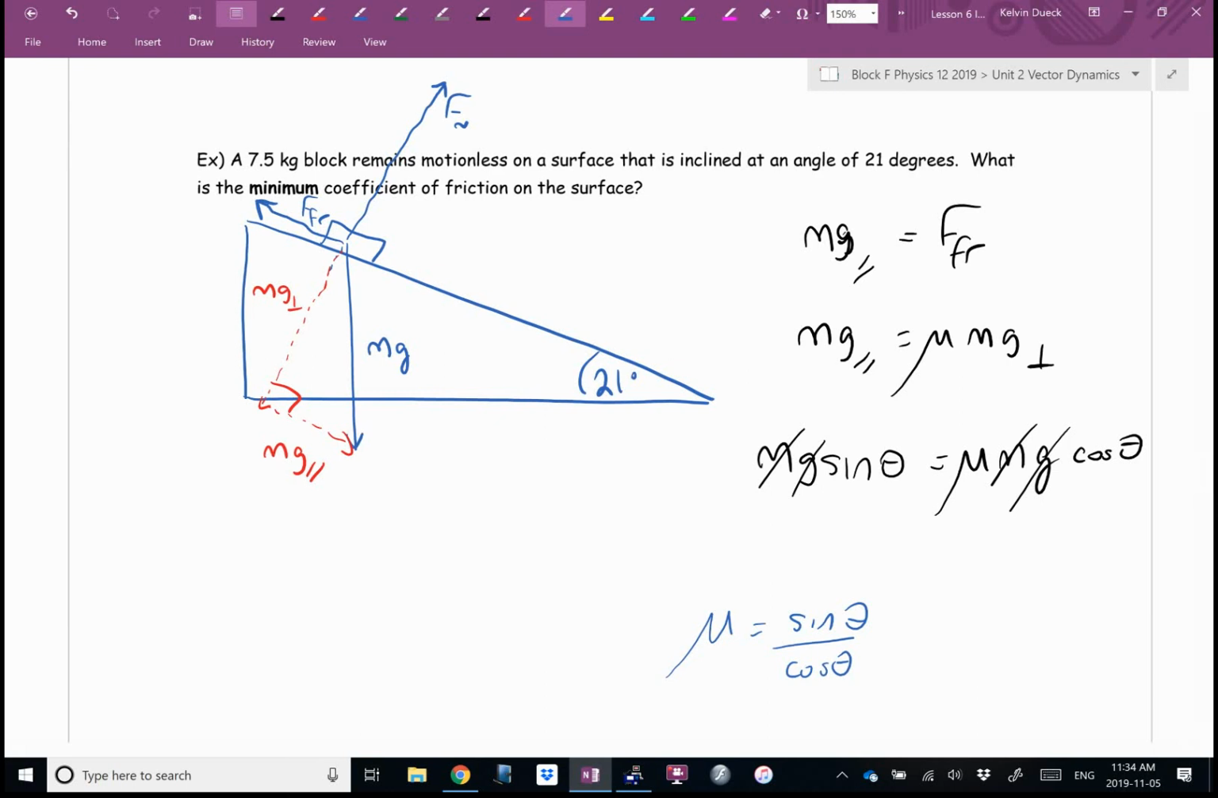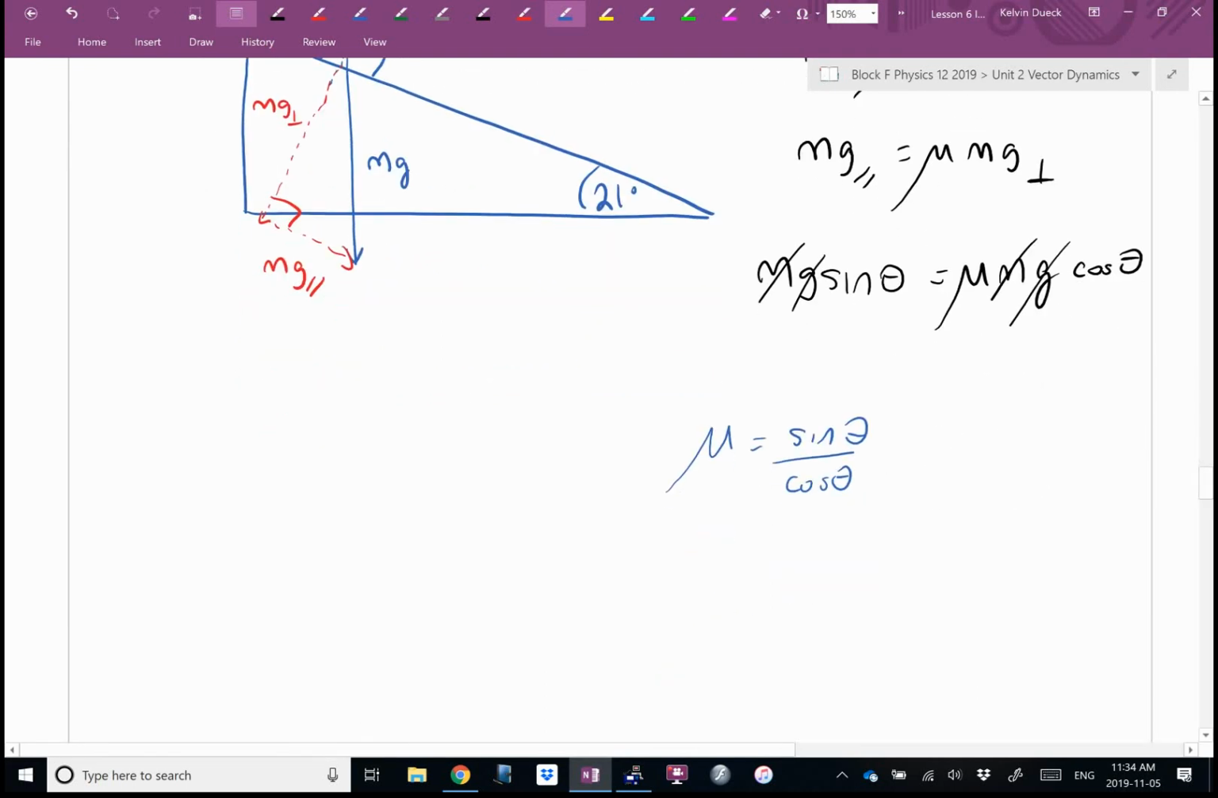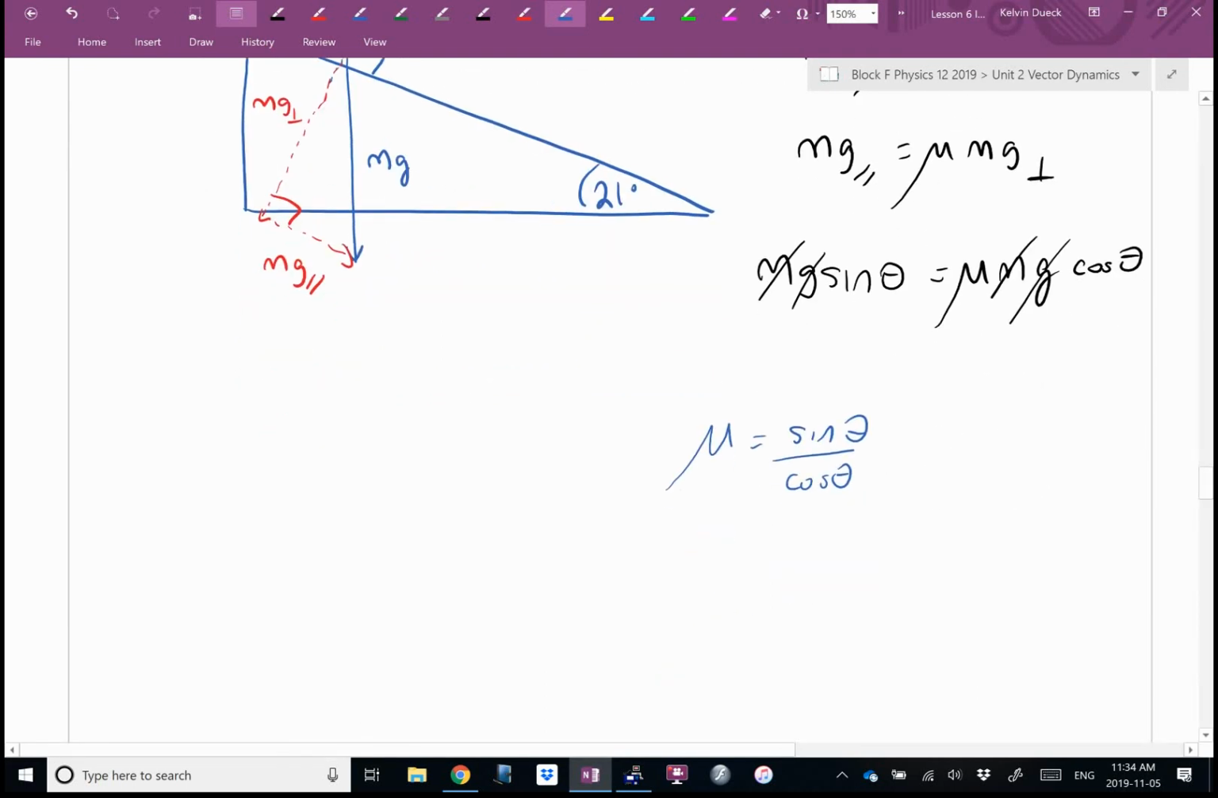Does anybody know what sine over cosine actually is? It's tangent, if you do some trig identities, and you'll learn that this year. You don't need to know that, but this would be how you can calculate minimum stickiness on your shoes, for example, if you're someone who's going to be building roofs and you know they're going to be at a 21-degree angle. It's going to be sine 21 over cos 21.